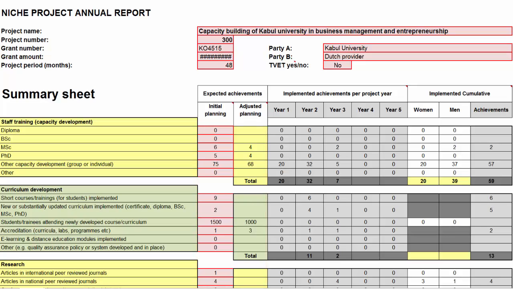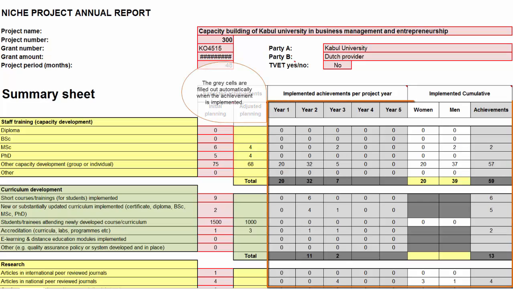Be aware that the pink column communicates what you intend to do with your project. It may be a challenge at the beginning of the project to have to plan in such detail, but remember, a 0 in the pink column communicates you are not intending to achieve anything on this aspect. The grey cells will automatically be filled out as you record your achievements in the underlying sheets.